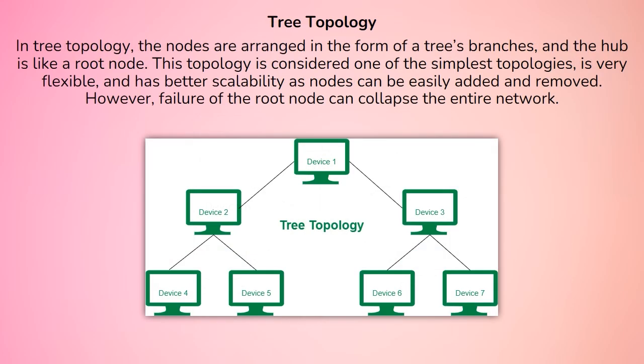Tree topology. In tree topology, the nodes are arranged in the form of a tree's branches, and the hub is like a root node. This topology is considered one of the simplest topologies, is very flexible, and has better scalability as nodes can be easily added and removed. However, failure of the root node can collapse the entire network.